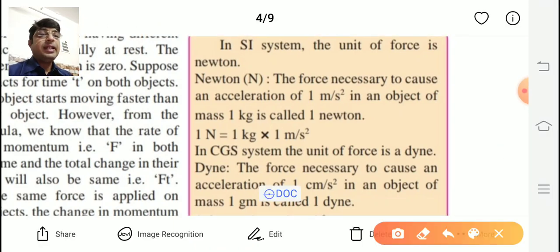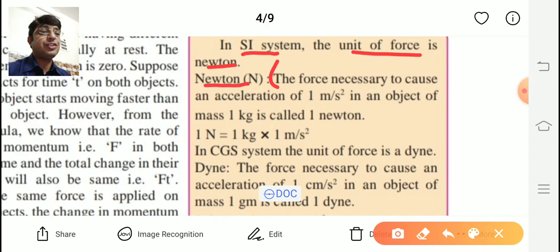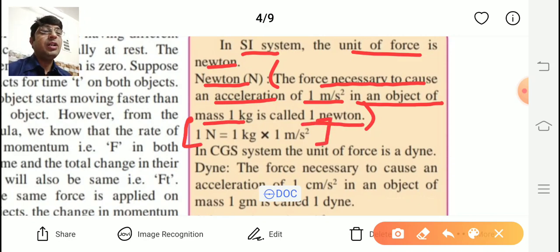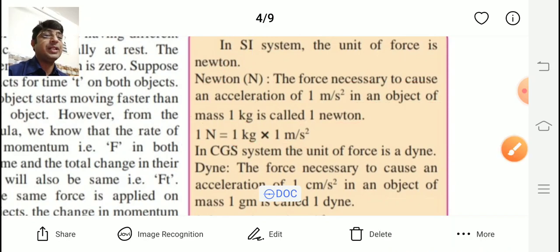In the SI system, the unit of force is the Newton. So define 1 Newton. Mark the definition: the force necessary to cause an acceleration of 1 meter per second square in an object of 1 kilogram is called 1 Newton. Mathematically, 1 Newton is 1 kilogram multiplied by 1 meter per second square. This is the first definition.